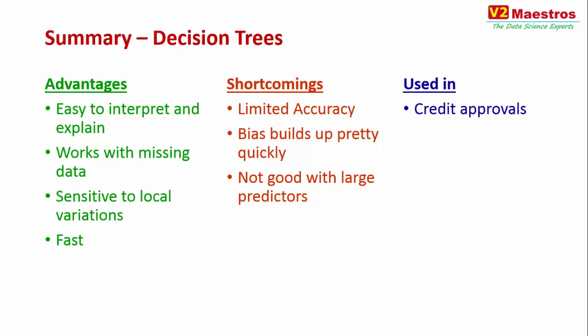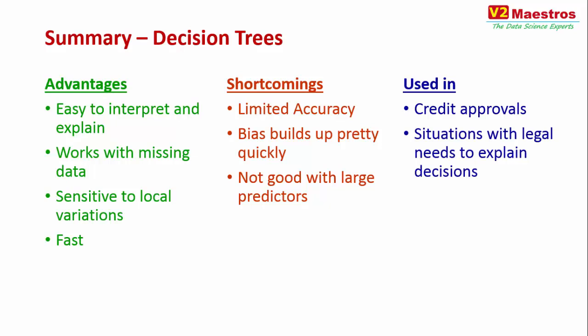It is typically used in things like credit approvals, in situations where there are legal needs to explain decisions. Suppose you reject a person's loan application, and that person goes and files a lawsuit saying that, okay, I was rejected for not so good reasons, or the rejection was biased towards something. Then you can use the decision tree algorithm to explain why this particular person's application was rejected. So it has its advantages in these legal situations.